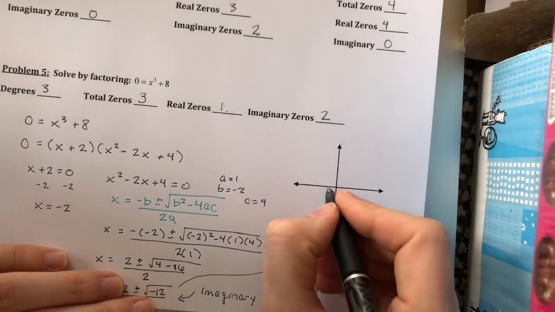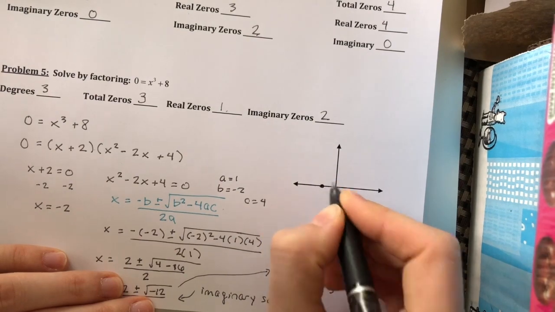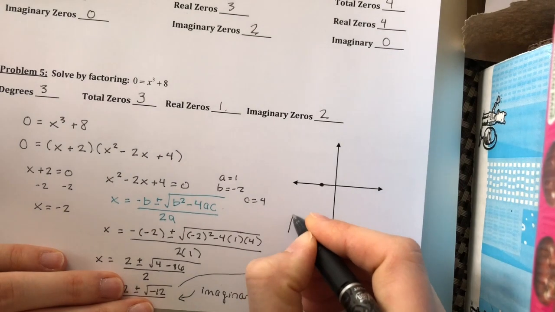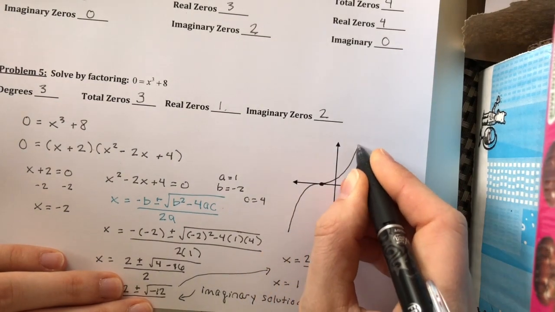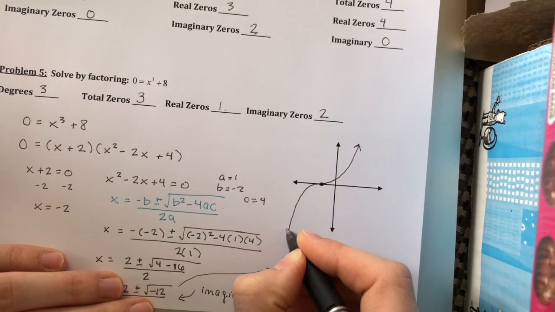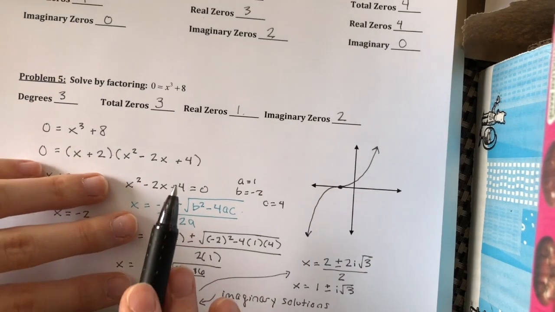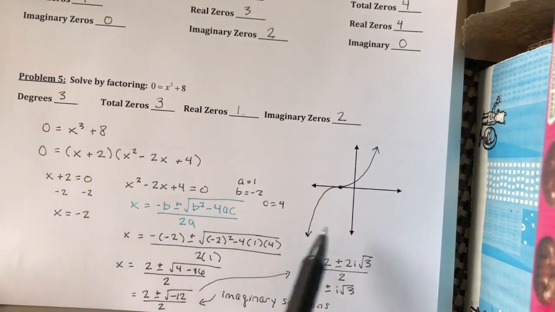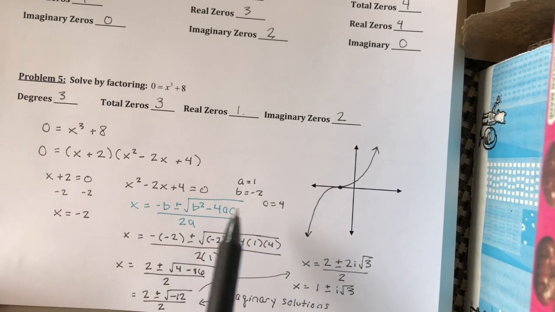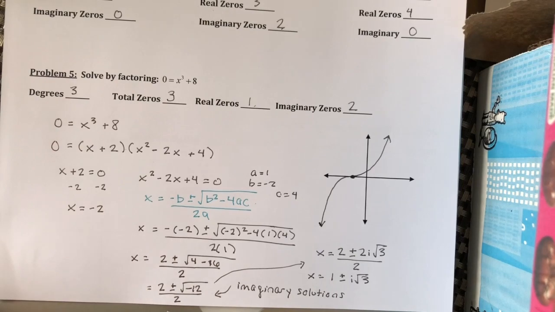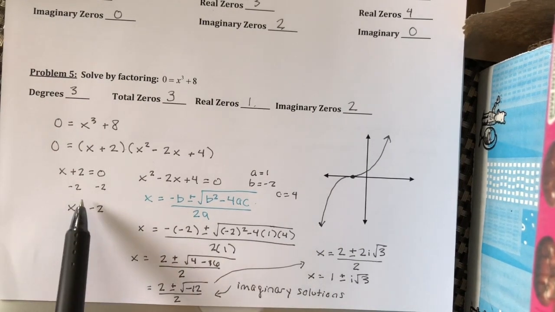My real zero is at -2. This is a positive odd function, so it should start at the bottom and go up to the top. And we can check that in our graphing calculator. Now, I might not have drawn it to scale. I might have drawn it a little too short, but make sure you check that in your graphing calculator. Those are 2 imaginary solutions, 1 real solution.